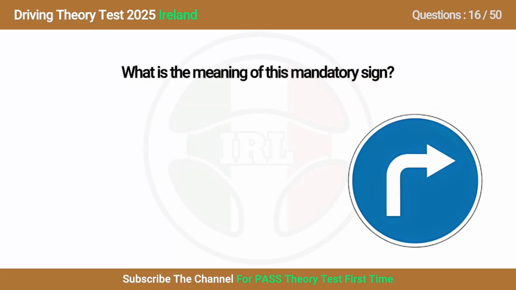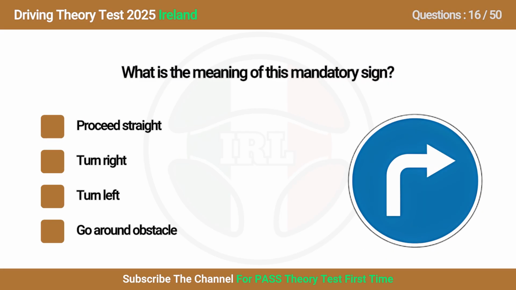Question 16. What is the meaning of this mandatory sign? A, proceed straight. B, turn right. C, turn left. D, go around obstacle.